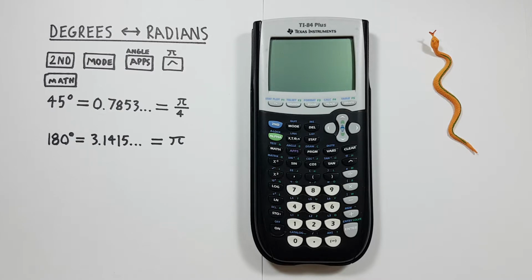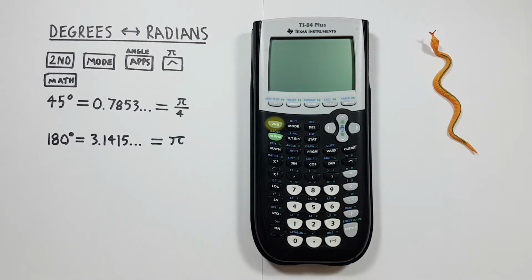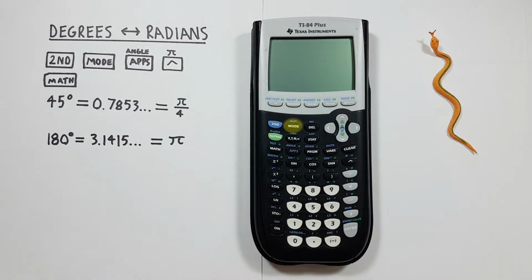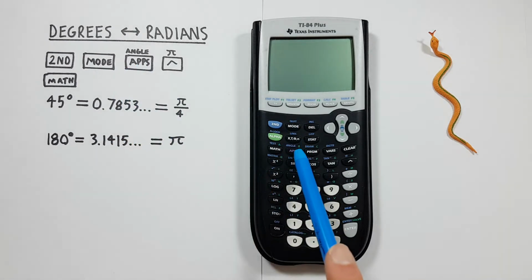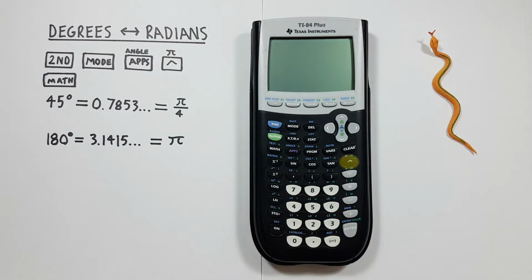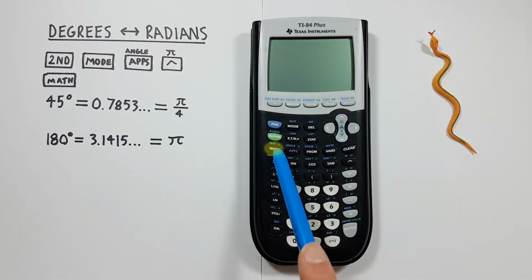To do this, we'll be using the second function key that looks like this, located here, the mode key that looks like this, located here, the angle key that looks like this and is the second function of the apps key located here, the pi key, which is the second function of the exponent key that looks like this, located here, and the math key that looks like this, located here.